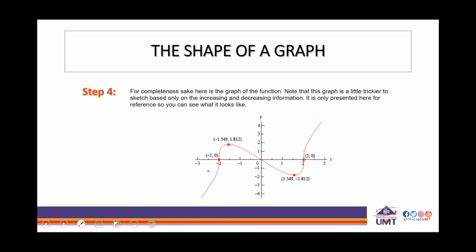So now, for completeness' sake, here is the graph of the function. Note that the graph is a little trickier to sketch based on the increasing and decreasing information. It is only presented here for reference so you can see what it looks like. If you put it inside MATLAB or Mathworks, this function can be generated, and we can get the critical points, the endpoints, the increasing or decreasing intervals, and the relative minimum and maximum. Just enter it in there and it can calculate.